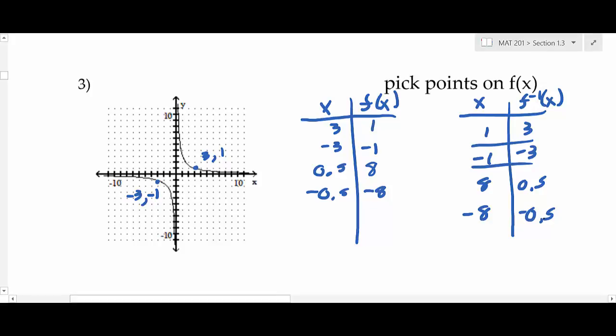So what do you think's happening on this problem? It's the same graph. Okay, it's exactly the same graph. So it turns out this is what we call a rational function. Sometimes a function is its own inverse.